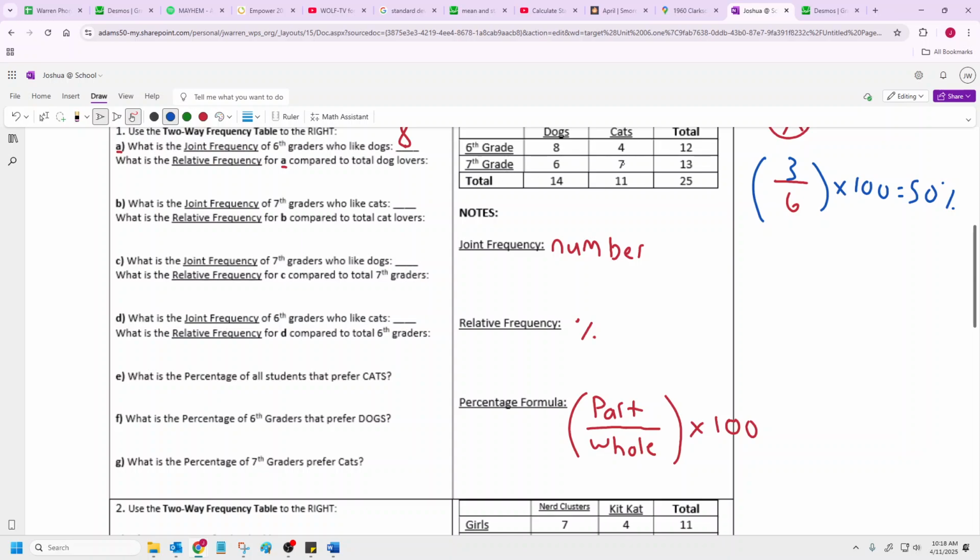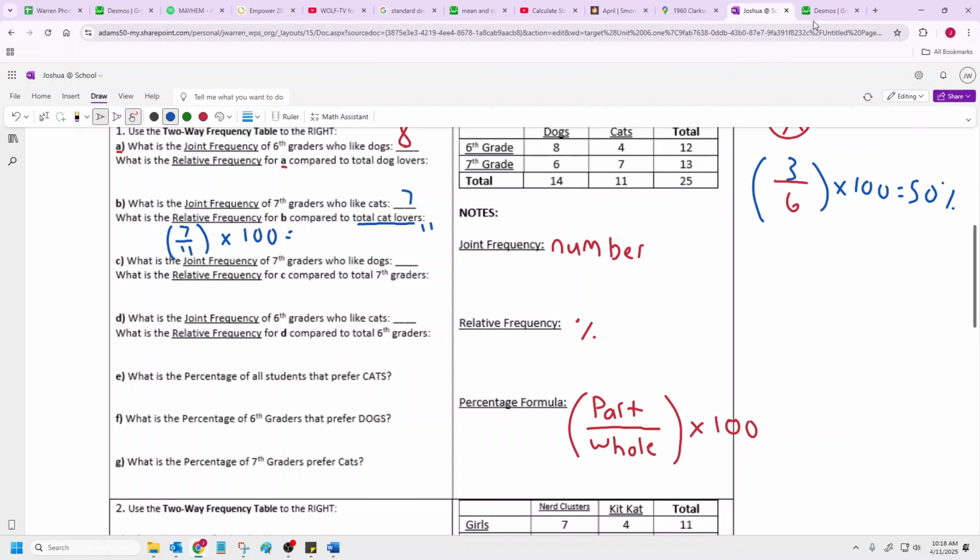The joint information here. So how many 7th graders like cats? 7. What is the relative frequency of that compared to total cat lovers? Total cat lovers. How many cat lovers do we have? We have 11. So the total that we have, the whole, is 11, and the part of it is 7. So when we're all said and done, we're going to create the percentage of that.